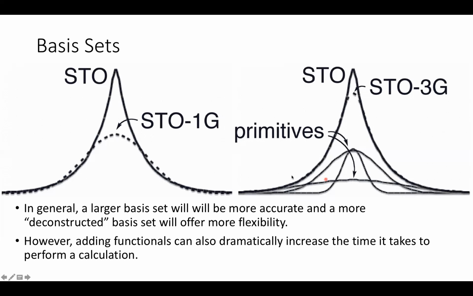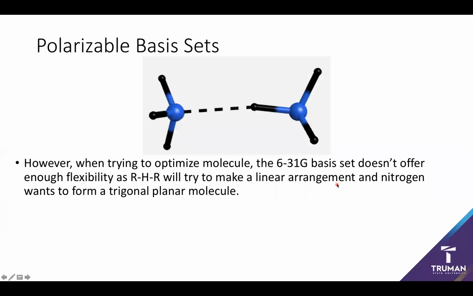However, adding additional primitives isn't the only way to model the system. One of the other things you can try is to add what's called a polarizing function. So let's say I'm trying to model something like a hydrogen bond between 2 amines. Now, it turns out that if I try to do this just with the hydrogenic orbitals, this bond angle will be exactly straight, because the only function on that hydrogen atom is going to be s orbitals, which means they can only really interact in a straight line.